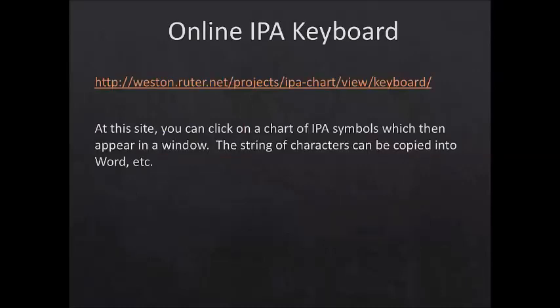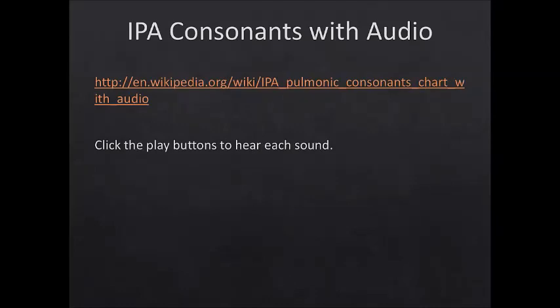Or, even easier, you can go to the online IPA keyboard. If you go there, you see all of these symbols, and you just click on one, and it appears in a little box that you can then copy and paste into Word. If you forget the sounds made by our different symbols, you can go to the, I think it's a Wikipedia page, right? And just click on a sound and hear it spoken. And you can find out what all those other weird symbols say.